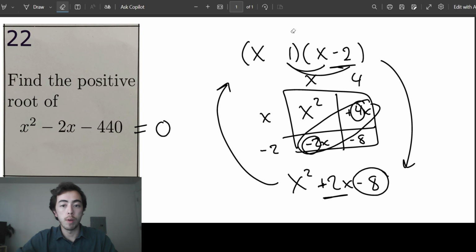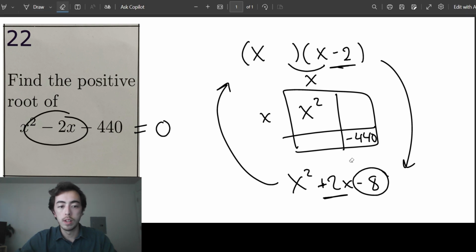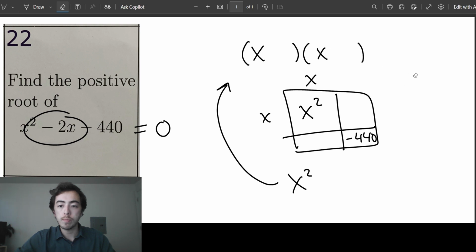So for our problem at hand today, I could borrow this area model actually, and I could place negative 440 in this spot. The x squared can stay. And then I'm essentially just trying to find those two numbers that are going to add to negative 2 and then multiply to negative 440. And I mean, we both know that one of these numbers should be 22, but for now, I want to just pretend that I don't.